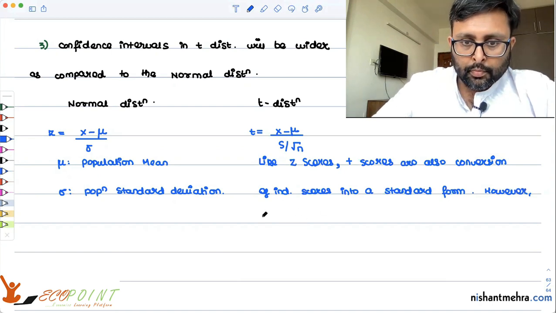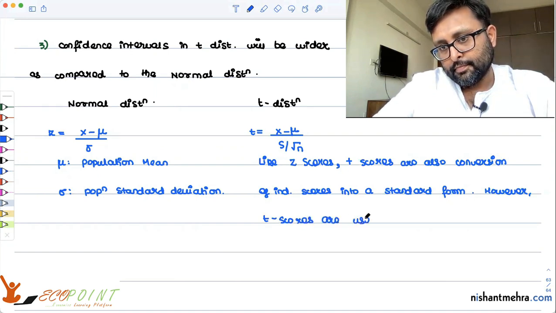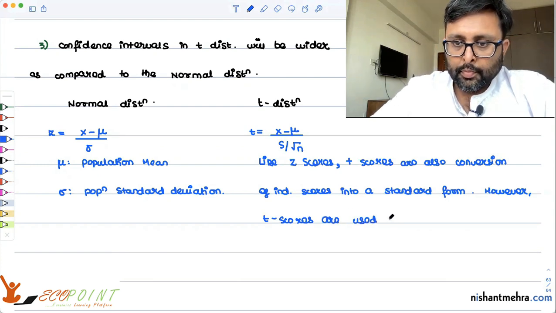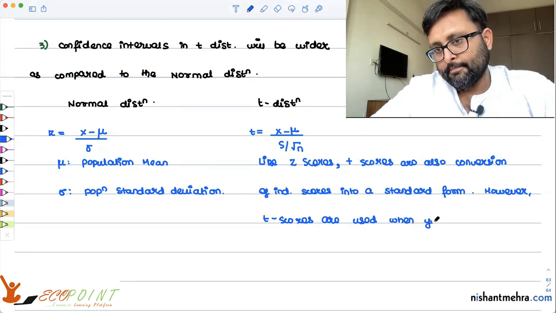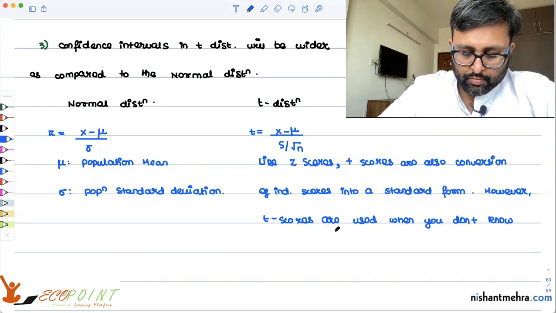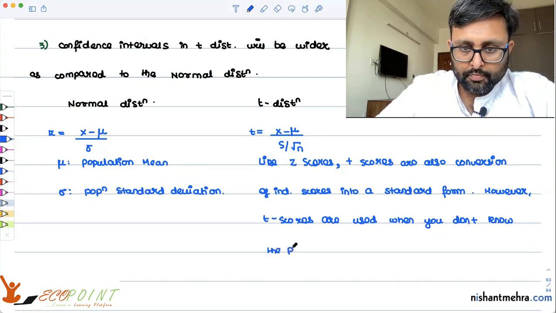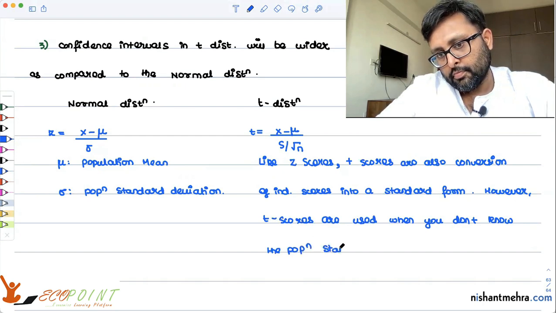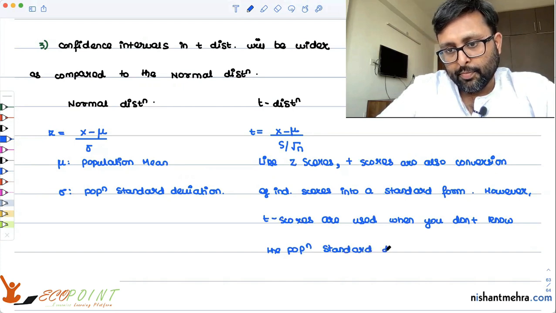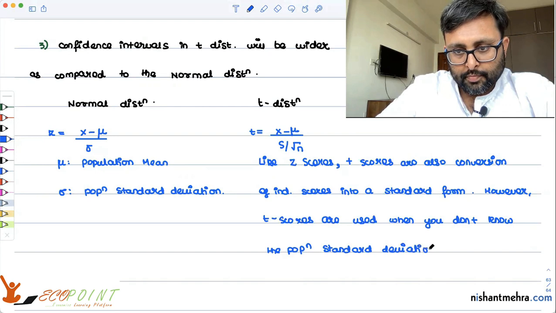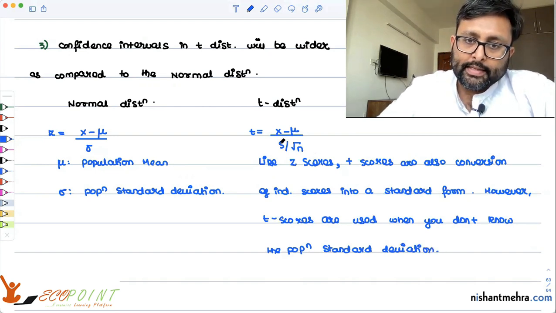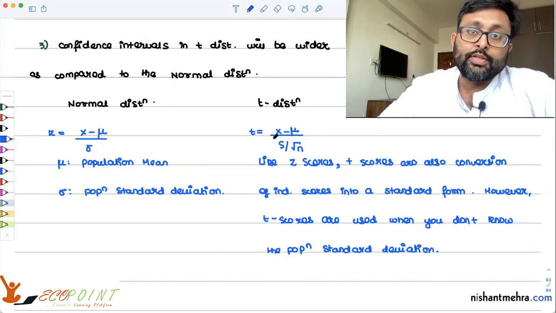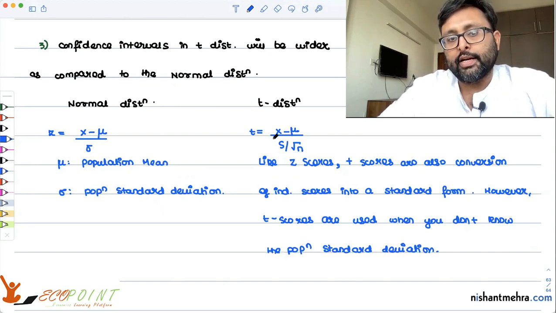However, these scores are used when you don't know the population standard deviation. So what you do is that you try to estimate the population standard deviation using S. So you make an estimate of the population standard deviation from your sample. That's what you do in the T distribution.